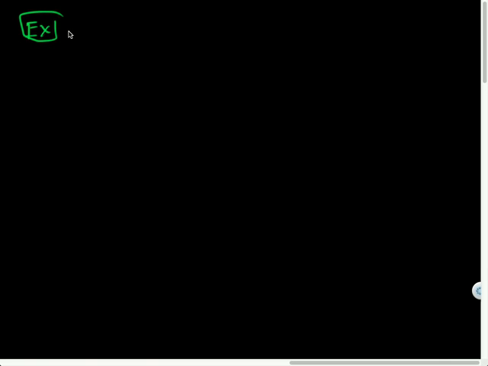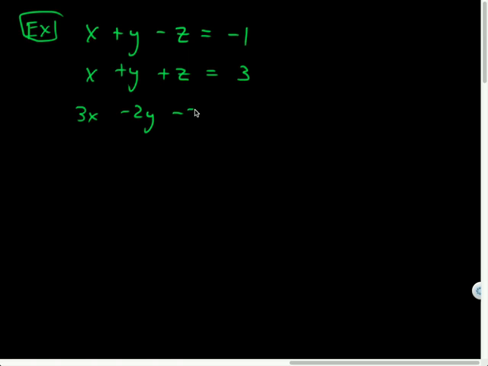So let's see, here we go. Let me give us a 3 by 3 system. What if I've got x plus y minus z equals -1, x plus y plus z equals 3, and 3x minus 2y minus z equals -4? All right, this is what we got.